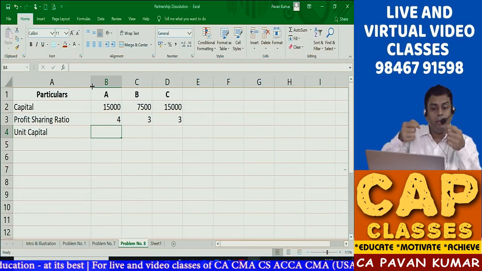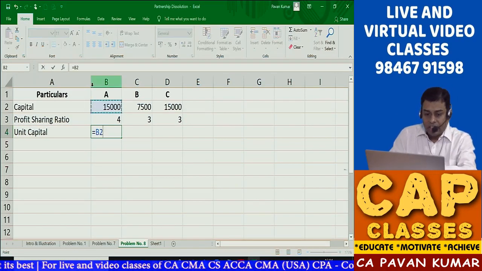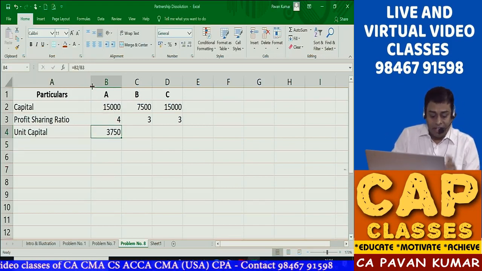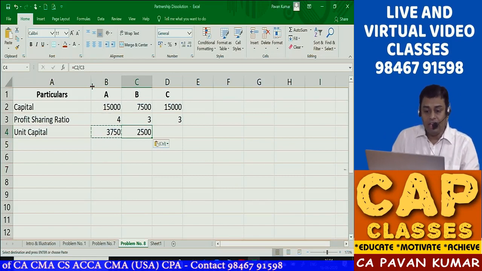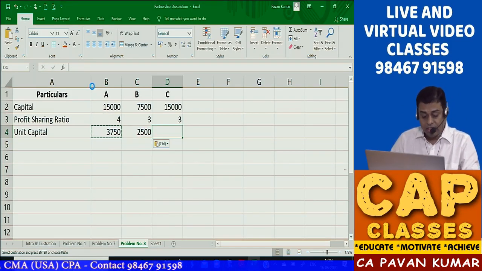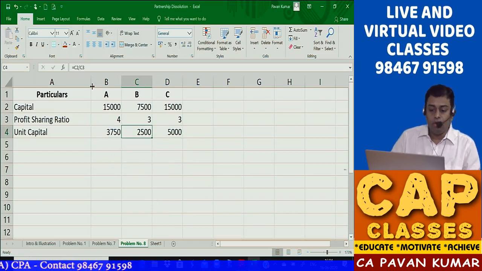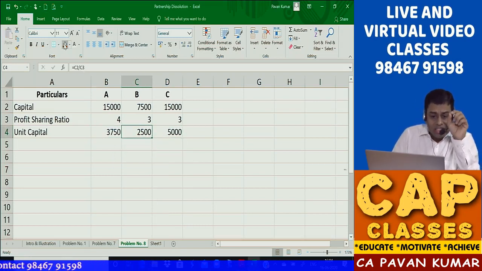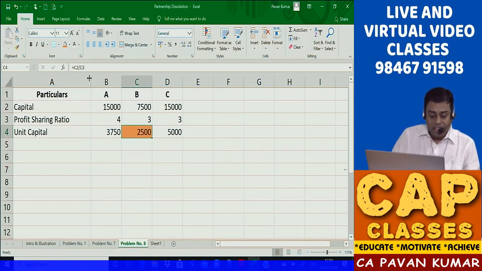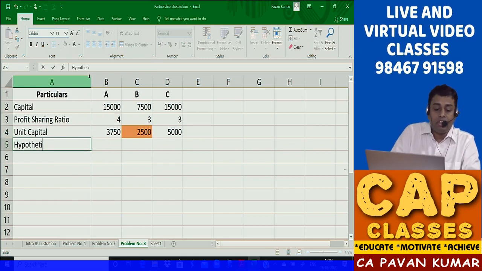Now we calculate unit capital, that means capital per 1 unit. So it is this divided by this. Per 1 unit, A 3,750, B 2,500, C is 5,000. So what is the rule? Go to the lowest unit capital. Consider this lowest unit capital as the basis and define hypothetical capitals.